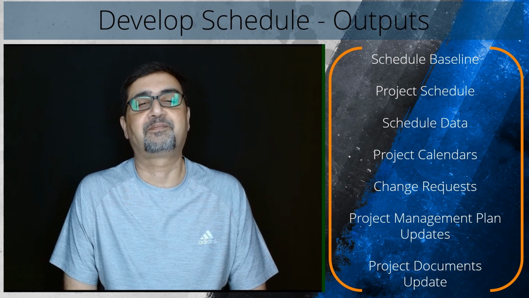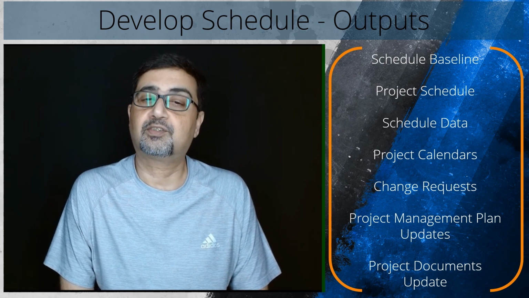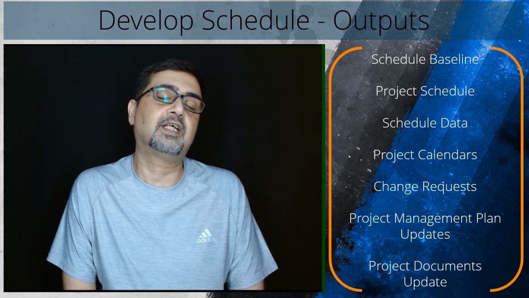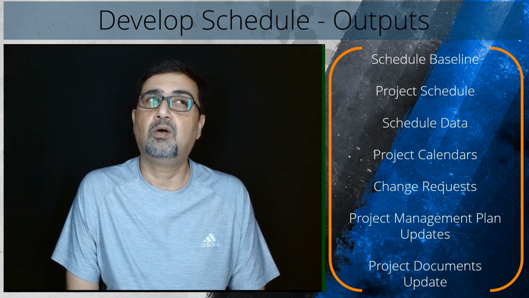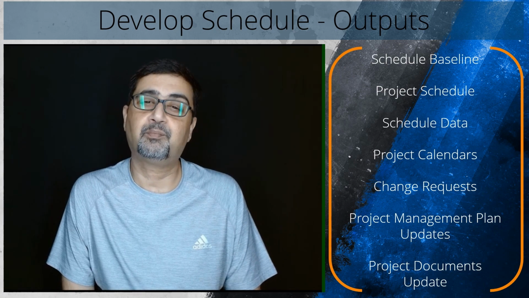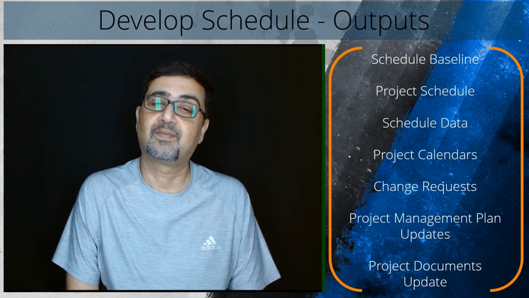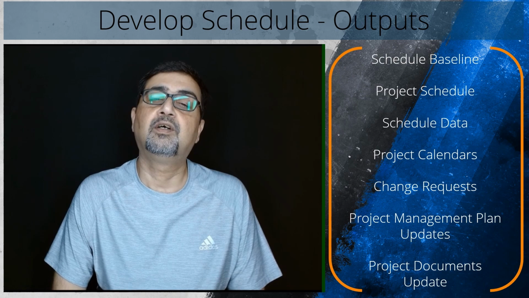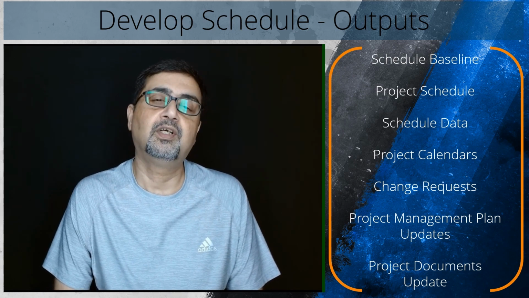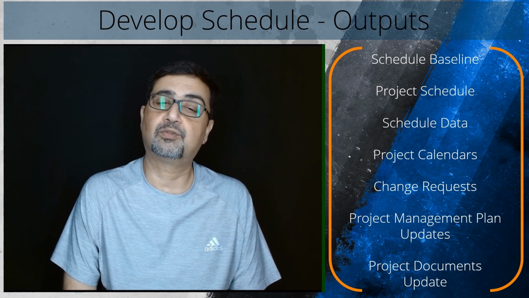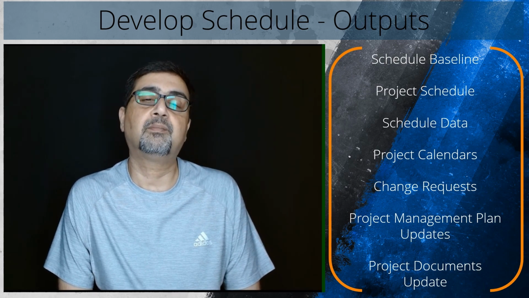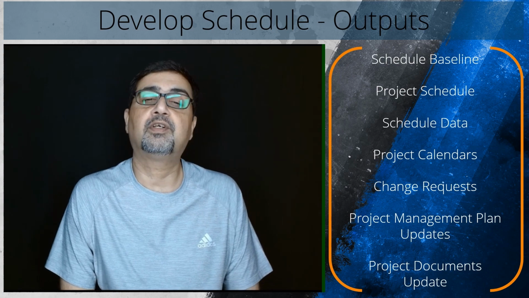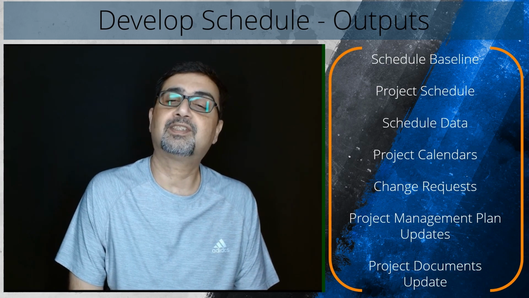Change requests. Modifications to the project scope or project schedule may result in change requests to the scope baseline and/or other components of the project management plan. Change requests are processed for review and disposition through the Perform Integrated Change Control process. Preventive actions may include recommended changes to eliminate or reduce the probability of negative schedule variances.